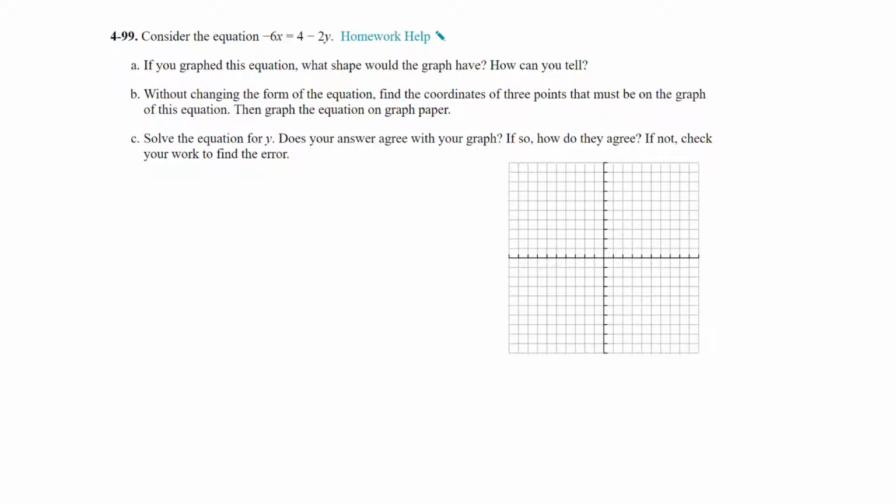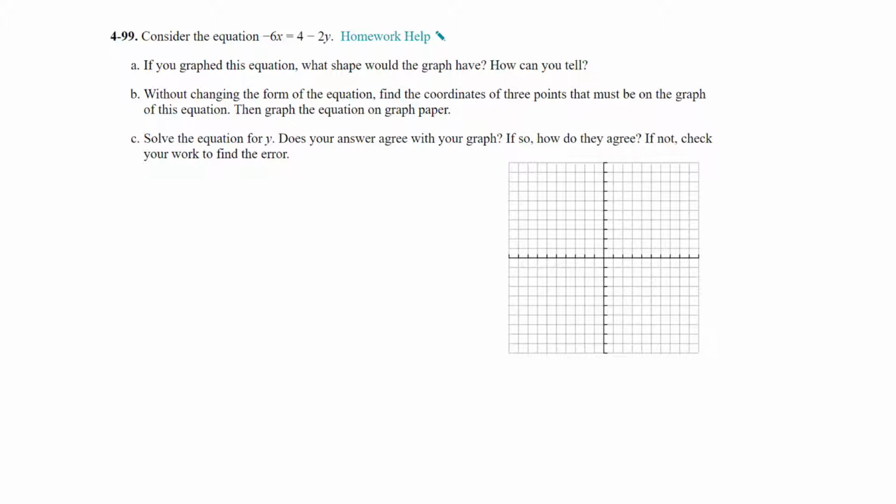Question 99. Consider the equation negative 6x equals 4 minus 2y. If you graph this equation, what shape would the graph have? How can you tell? Well, we know it's going to be linear because it's in the form of x and y. You could solve for y and write it in y equals mx plus b form. Without changing the form of the equation, find the coordinates of 3 points that must be on the graph of this equation, then graph the equation on graph paper.